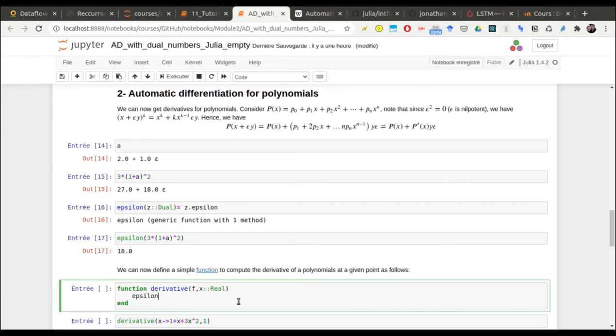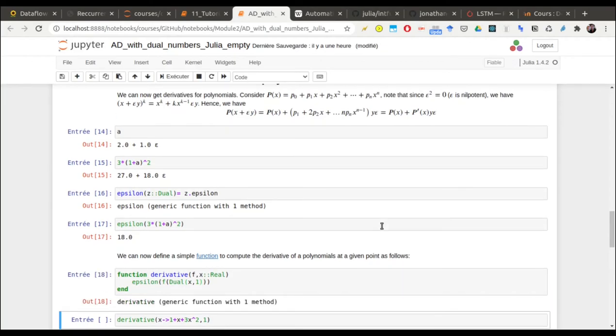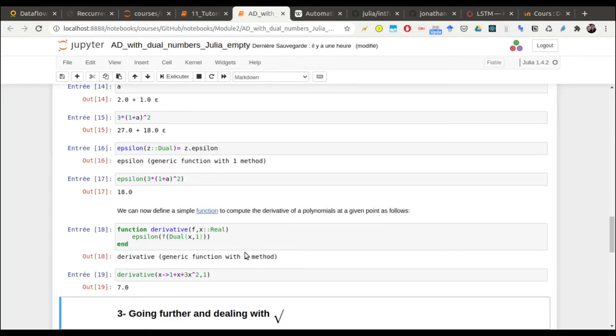You want the epsilon part. Okay, I only want this part, the epsilon part of f applied to x. x is a real, so I need to translate it to a dual x, which has a value, and what should I take for the epsilon part? Well, if I'm taking y equal to 1 here, I will obtain exactly the derivative only. Okay, so this is now my function, so let's try it.